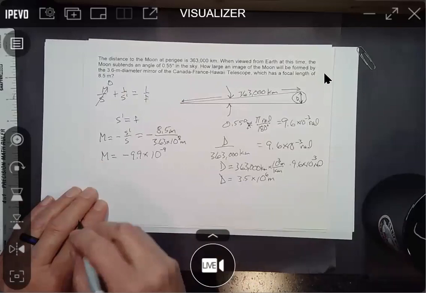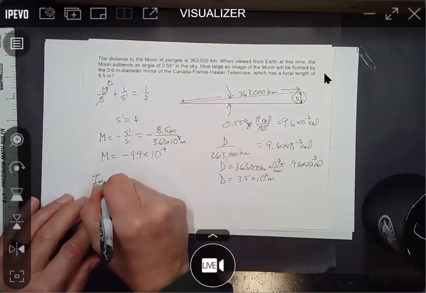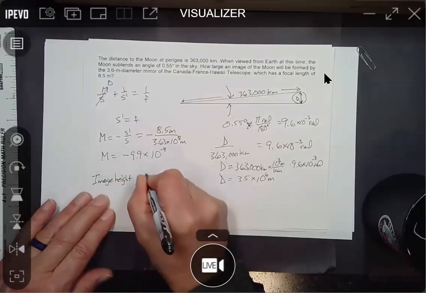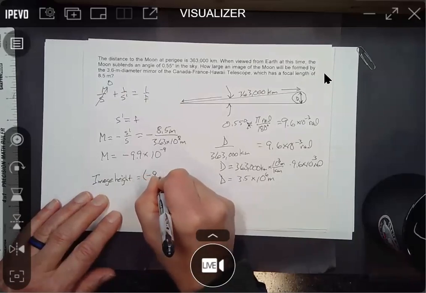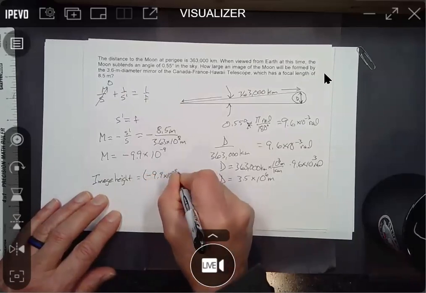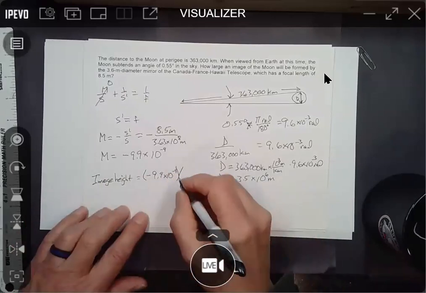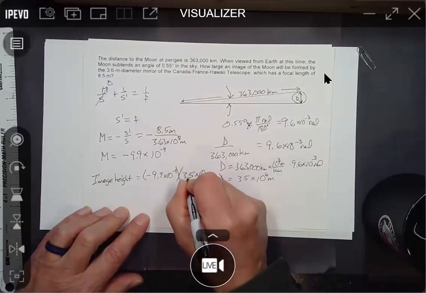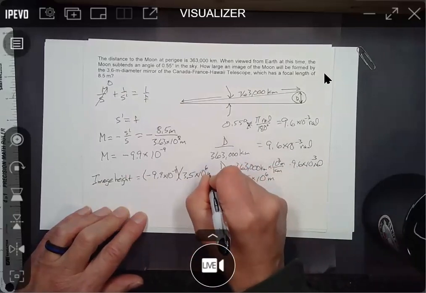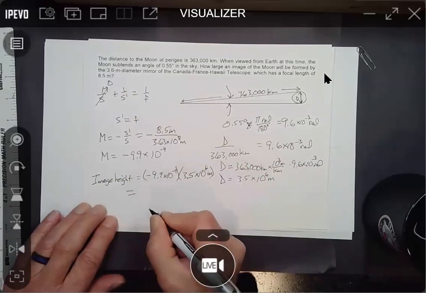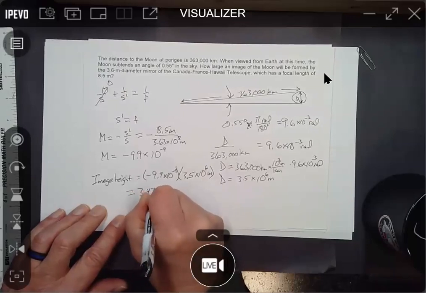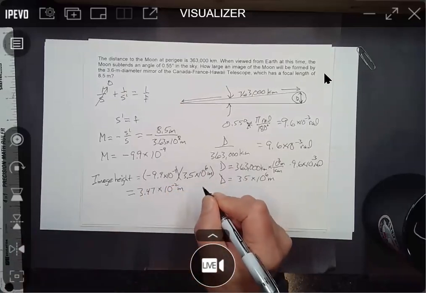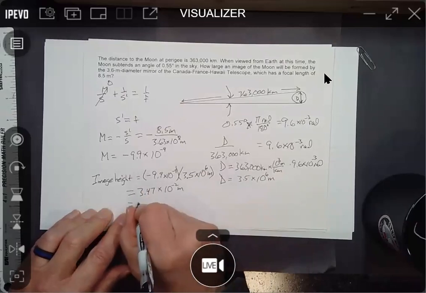Okay, well, the image height is going to be minus 9.9 times 10 to the minus 9th times the diameter of the moon. So times 3.5 times 10, that's 0.5, times 10 to the 6th meters. The image height ends up being 3.47 times 10 to the minus 2 meters. That's 3.47 centimeters.